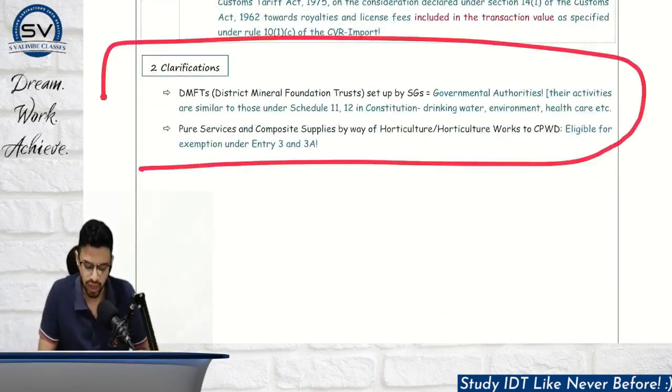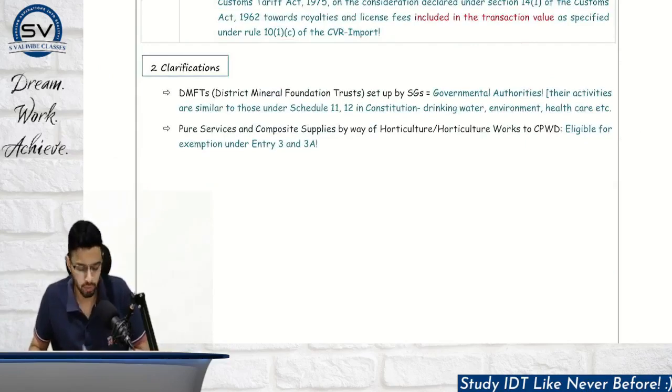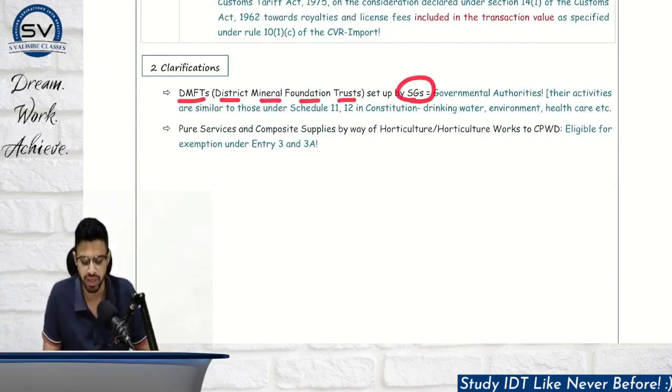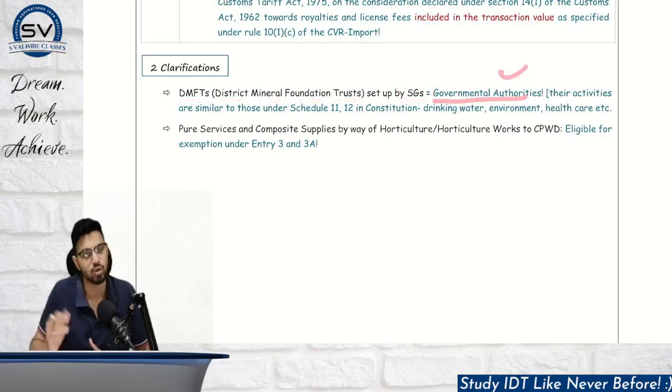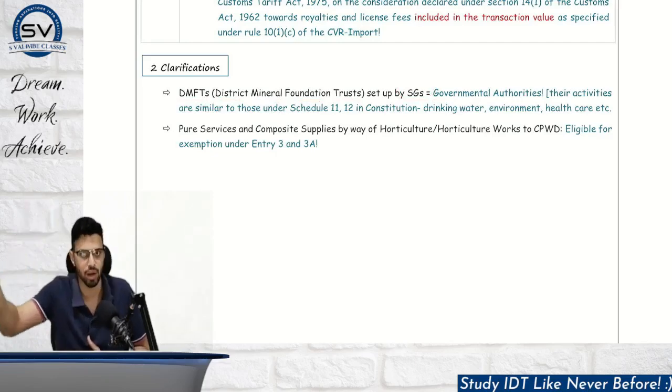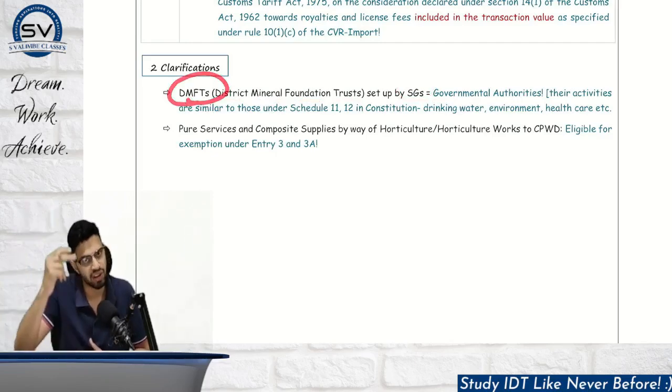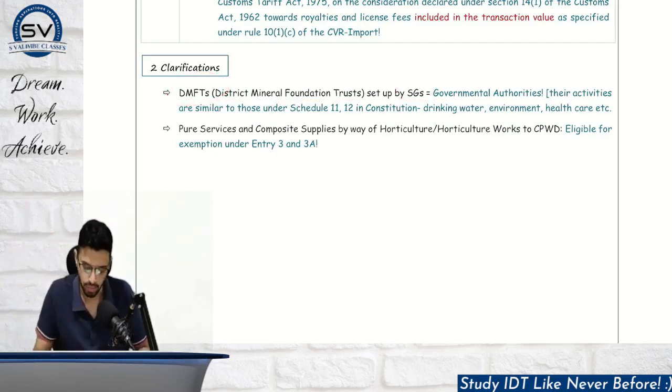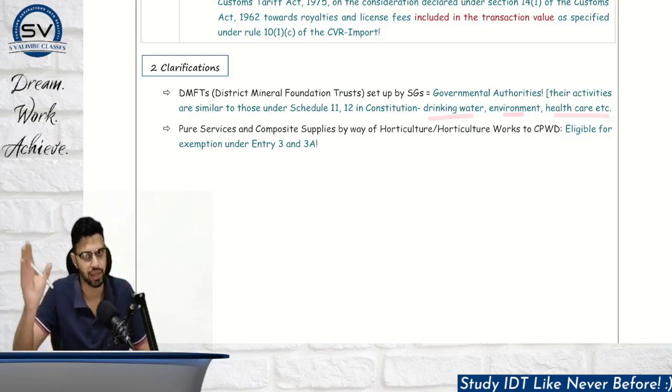2 specific clarifications came. These were a part of the amendment for May 24. DMFTs, that is District Mineral Foundation Trusts, which are set up by state governments, are governmental authorities. So in whatever exemptions we studied for governmental authorities, please consider DMFT as a part of governmental authority. Their activities are similar to those of Schedule 11, 12 in the Constitution, like drinking water, environmental, healthcare, all other points.